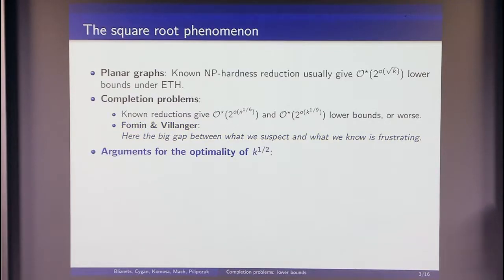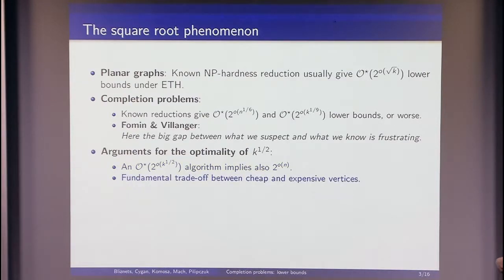We believe that the square root k should be optimal, for the following reasons. First and foremost, if you are able to break square root k here, then you also get a subexponential exact algorithm, because the number of edges that you need to complete to a clique is roughly n squared. Also, once you start working with these problems, you see that there is some fundamental trade-off between the expensive vertices and cheap vertices that Marcin was talking about. This square root really seems fundamental for these completion problems.